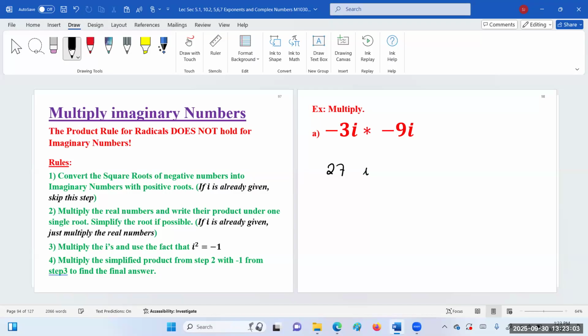We get 27i squared. But anytime you see anything besides i, you have to change it. What is i squared? Negative 1. So you must change the imaginary number into a real number. Any power besides 1 on i cannot stay. Anything besides 1 on the power of the i, you must reduce. i squared, i cubed, i to the 4th, i to the 5th, i to the 100th. Anything you see, you have to reduce it down.